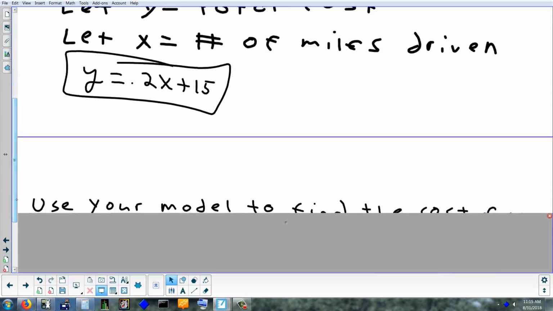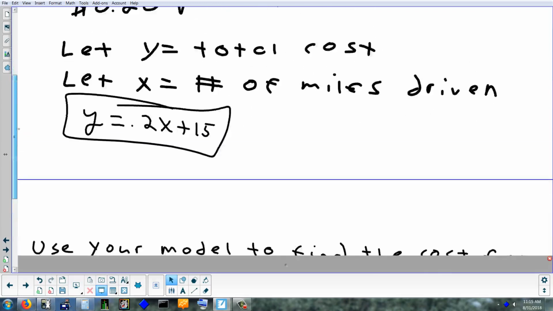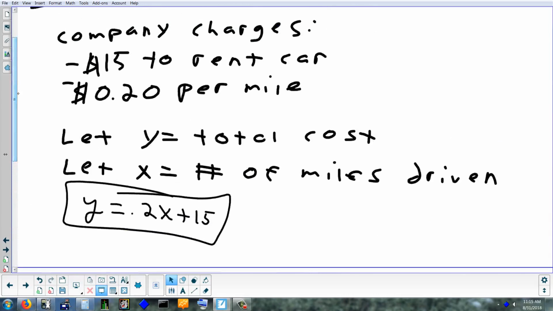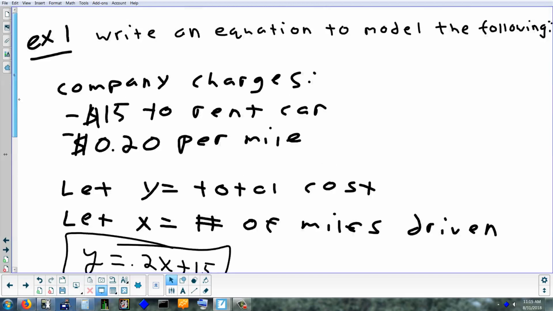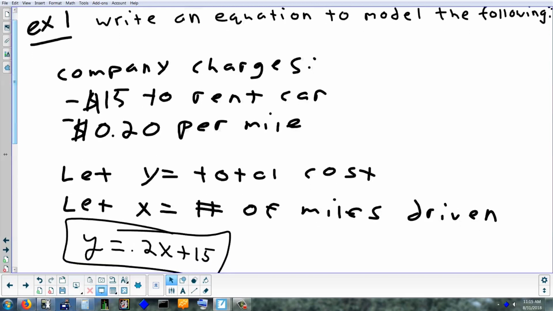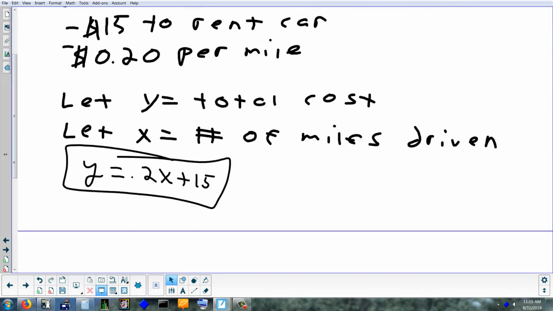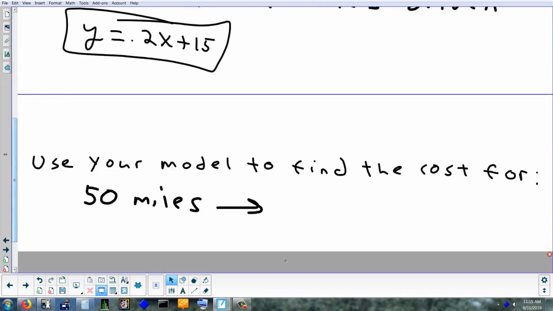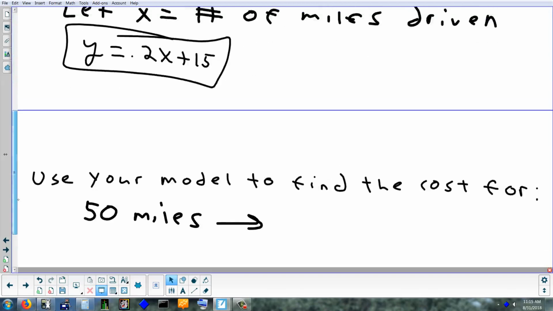Okay, so now we can use the model to do something, right? So we looked at the problem. We figured out they want an equation because they specifically said in the directions, write an equation, so you're not making a list or drawing a picture. We made our equation. And now let's find the cost if we drove 50 miles.